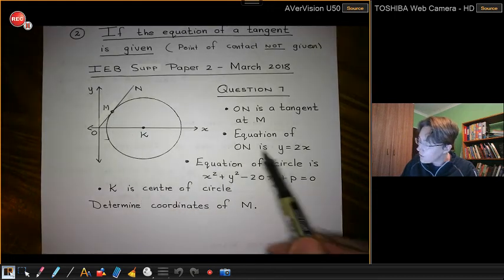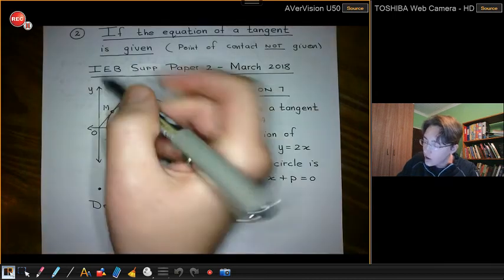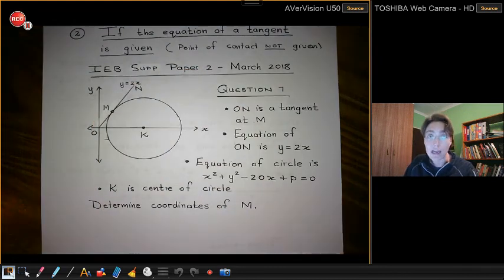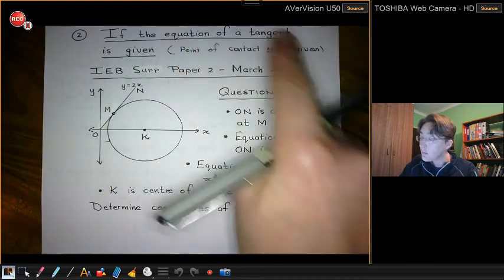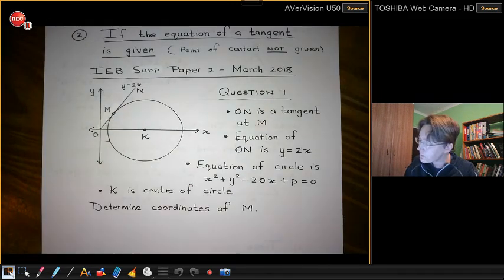The equation of ON is y is equal to 2x. So they've told you the equation of that tangent. They said this y is equal to 2x. That's the equation of the tangent. So like I explained to you, this happens when the equation is given, but the point of contact is not given. So the coordinates of that point M is not given.